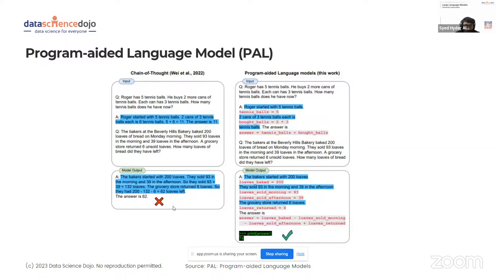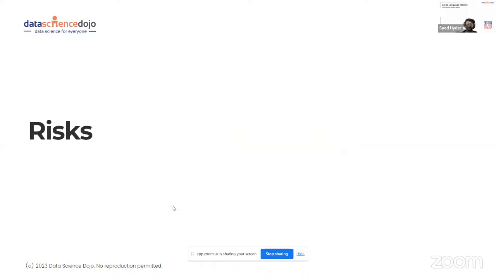Obviously, we had 200 loaves, and then minus 132, and then in the end it added 6 loaves because it has the context. It already had the context that we got those loaves back because it saved that. So it is a programming approach that helps us when it comes to complex problems.